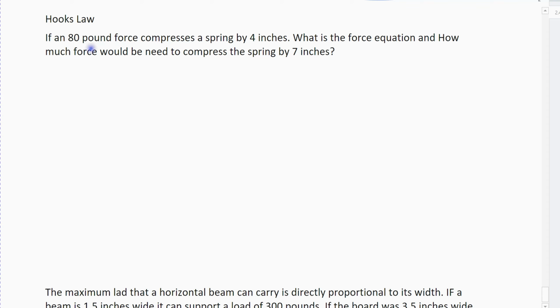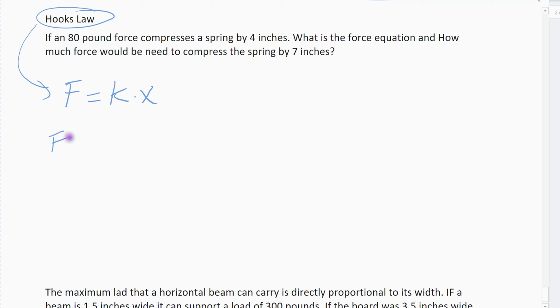All right, so we have an 80-pound force that compresses a spring by 4 inches. What's the force equation, and how much force would be needed to compress the spring? All right, so what you have to remember about Hooke's law is that it is a direct variation. The force directly varies with the change in the spring. So F equals k times x, where x is the distance the spring is compressed.